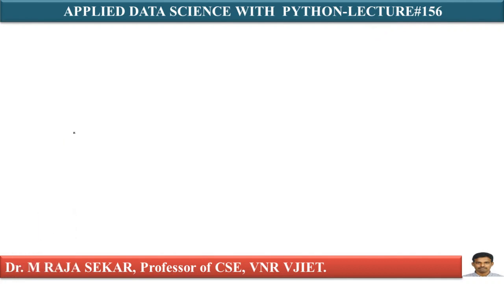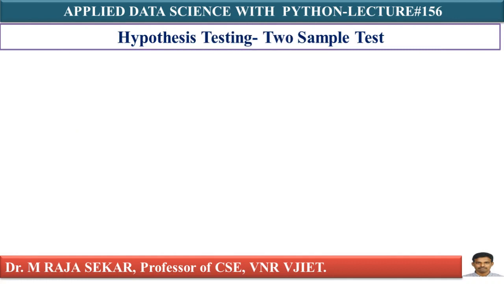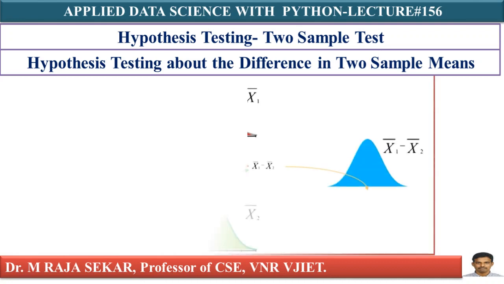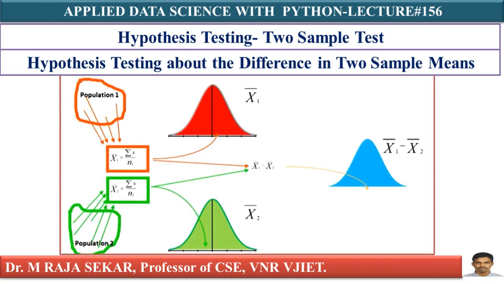In this lecture, we will try to understand hypothesis testing for two sample tests. Hypothesis testing about the difference in two sample means. What is the theory behind two sample test? Look at this picture. See, there are two populations, population 1 and population 2, isn't it?